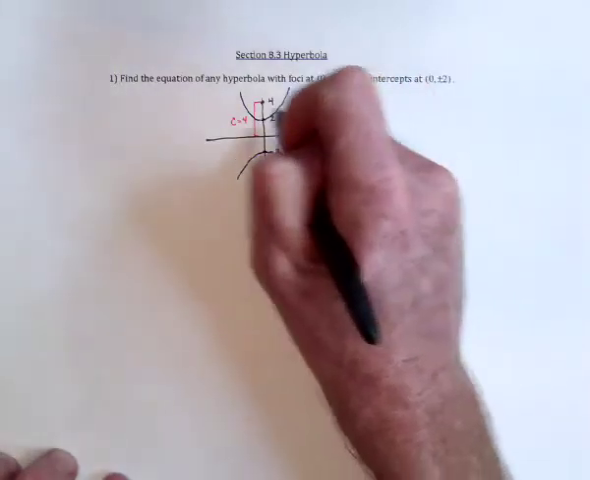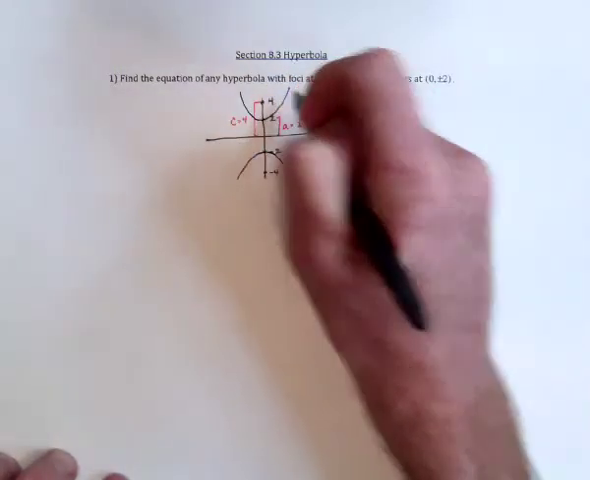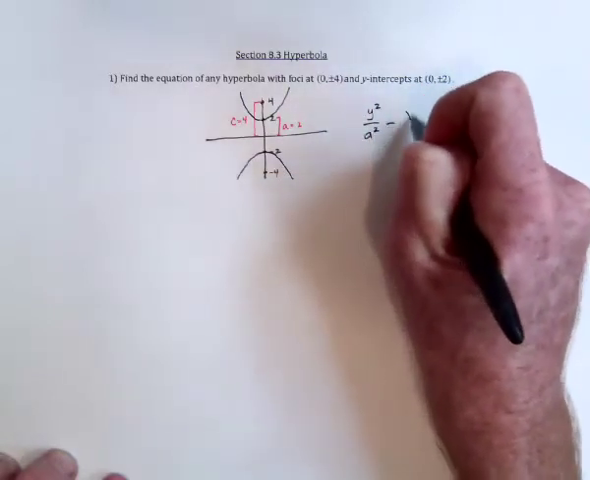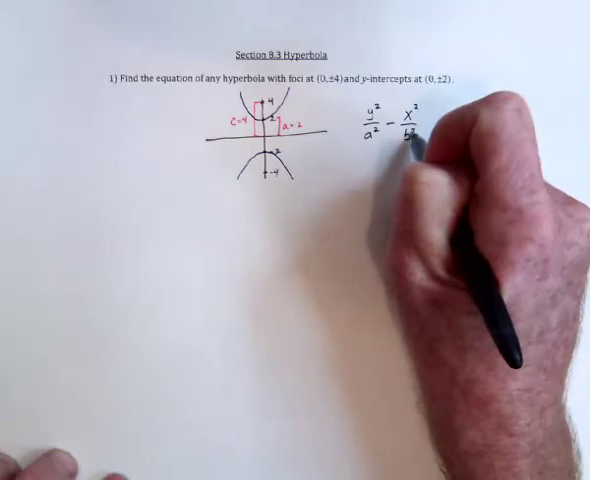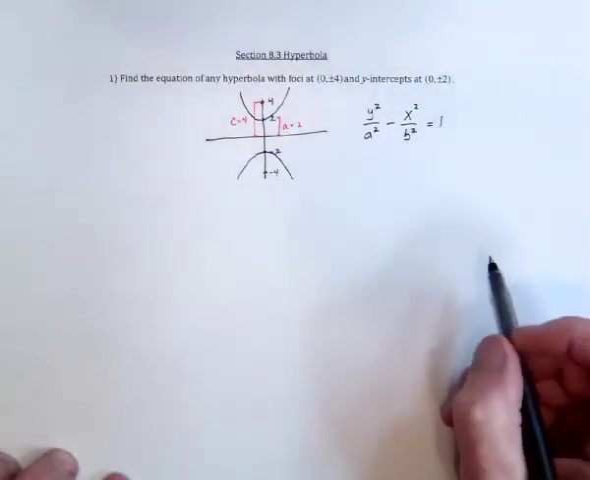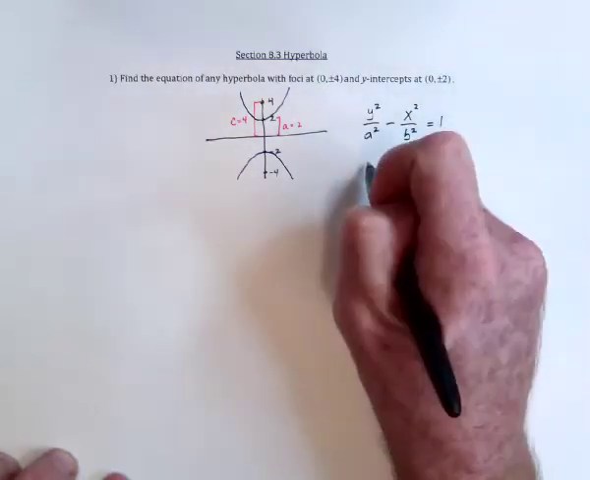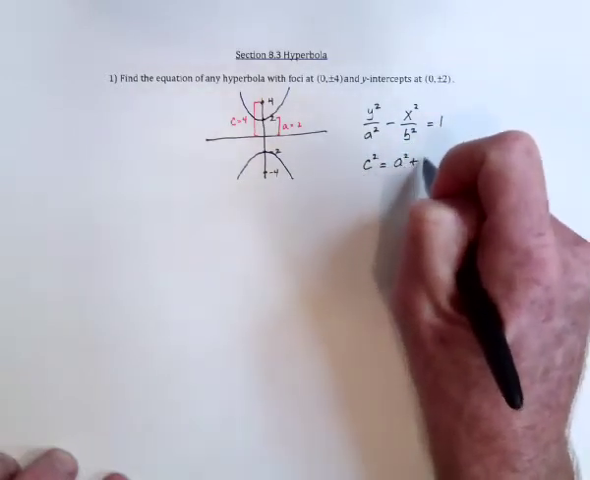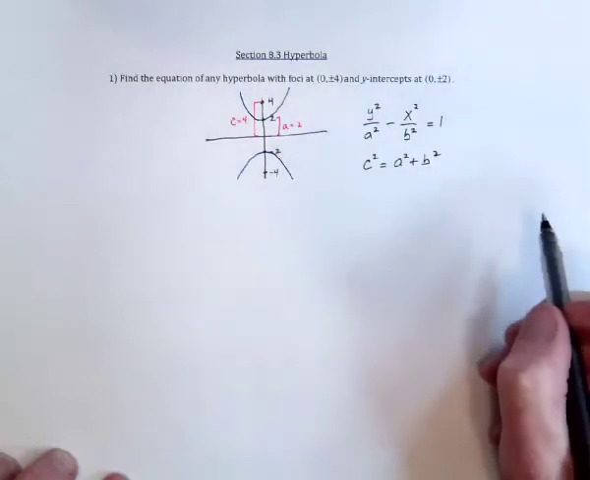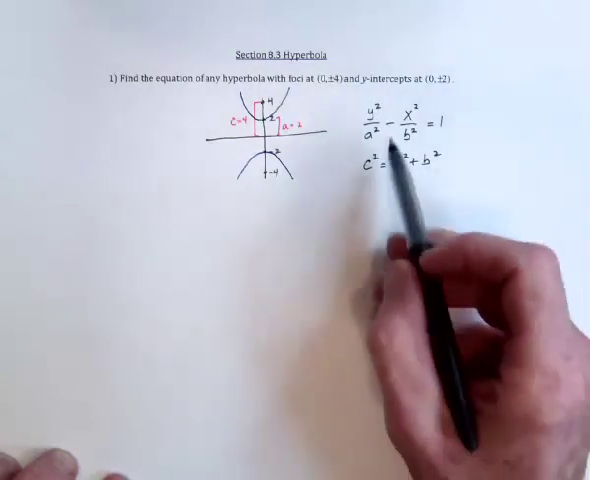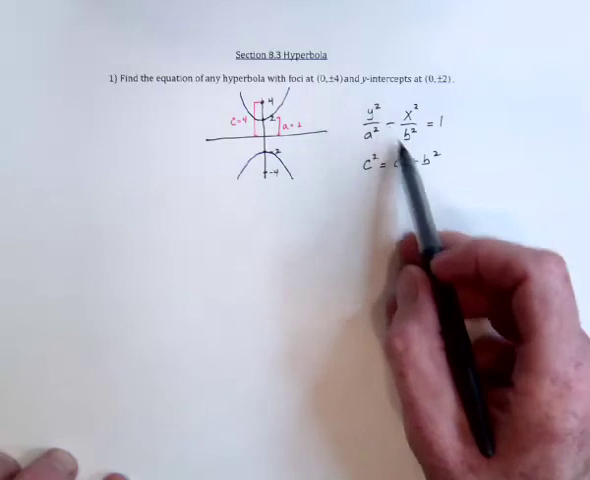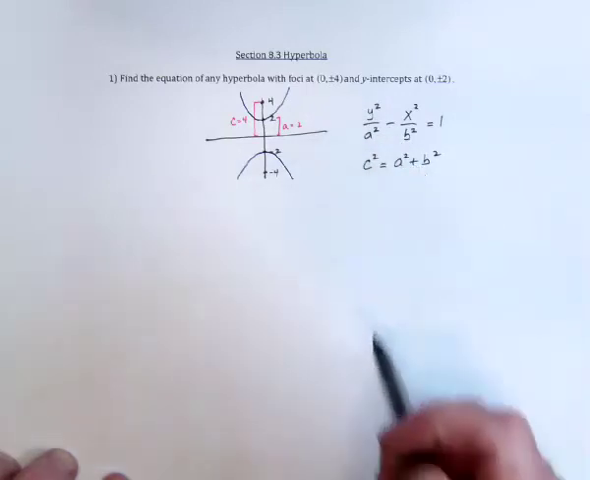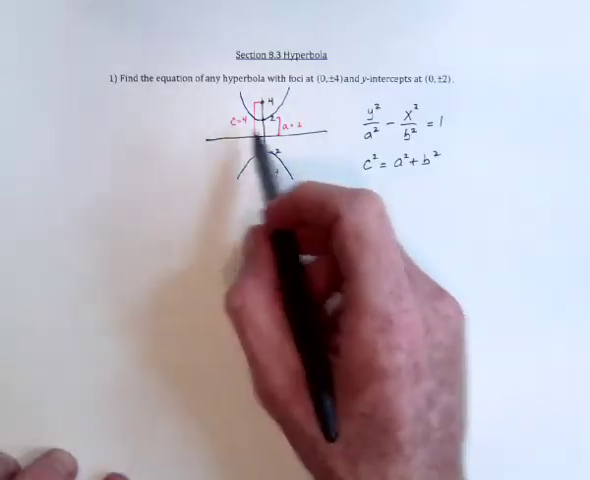So the general form for a hyperbola that opens on the y-axis is y squared divided by a squared minus x squared divided by b squared equals 1. And then we can also use the formula that c squared equals a squared plus b squared. This is very similar for the ellipse, except for the ellipse this would be positive and this would be subtract. So they're opposite. Okay, so the c is 4 and the a is 2.